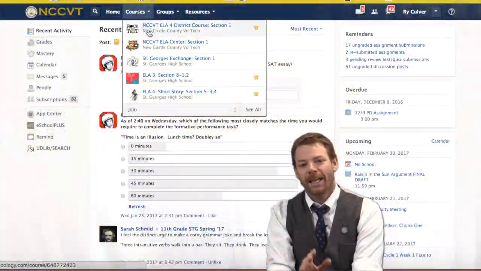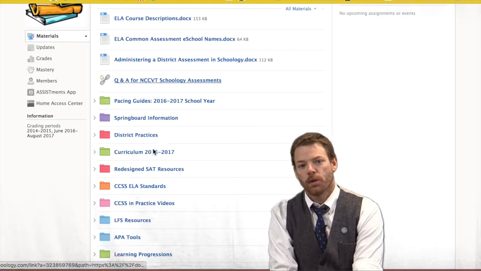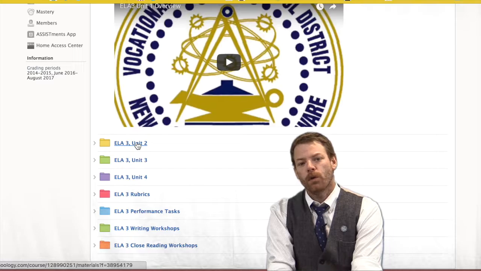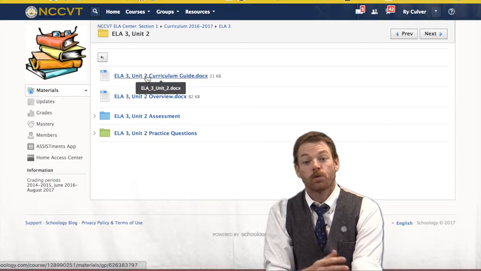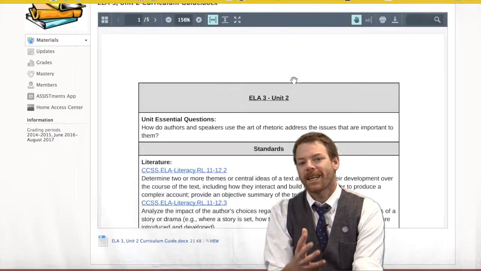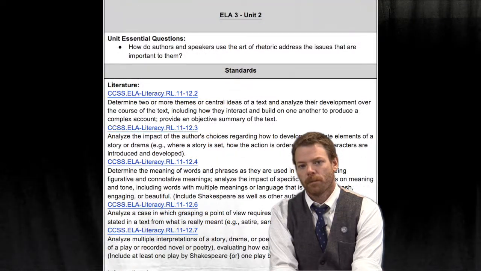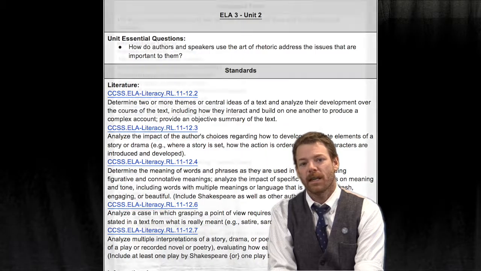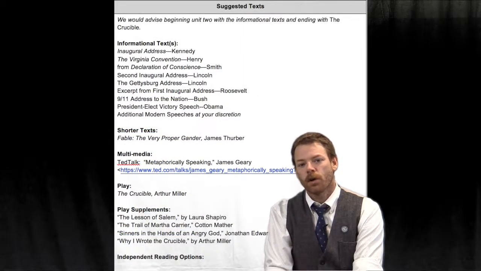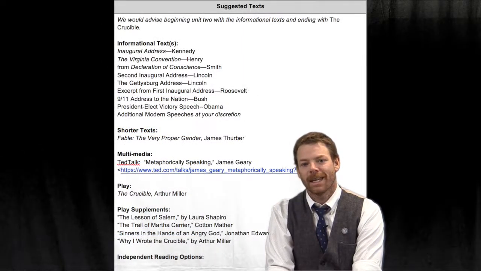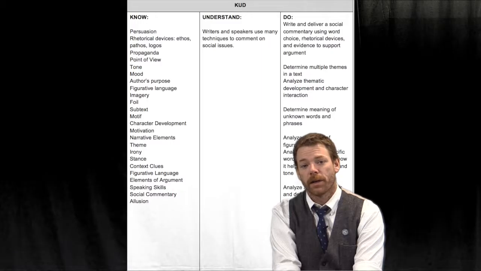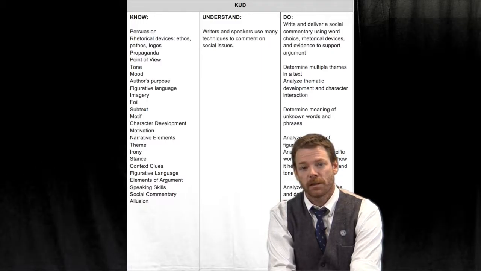Let's take a look at ELA3 Unit 2. Now, the essential question for this unit is, how do authors and speakers use rhetoric to present issues that are important to them? And not only does this question perfectly align to the things that we're going to see in the second unit, but it is also important because it aligns to the SAT writing portion, which is more or less an analysis of rhetoric used by writers in persuasive pieces.